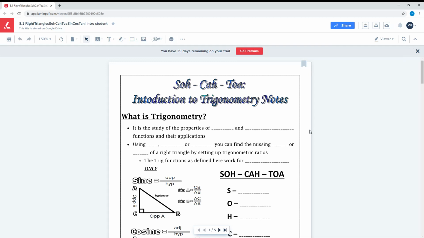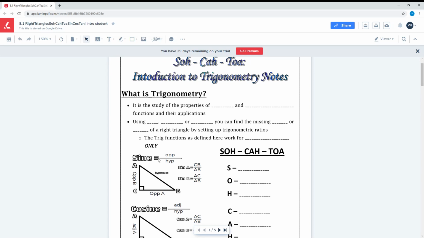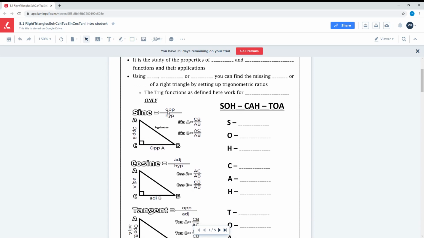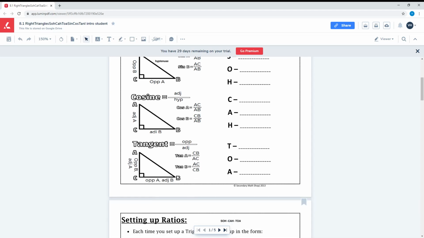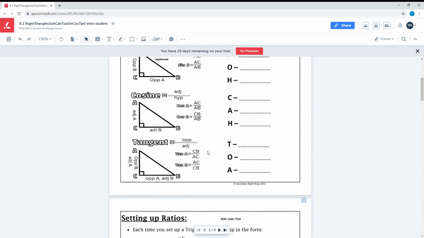Okay, hey guys. So yesterday we did intro to SOHCAHTOA. So sine, cosine, tan, and remember this is just like a little cheat sheet to the ratios that we learned yesterday. So sine is always the opposite length over hypotenuse. Cos is always adjacent over hypotenuse, and tan is the opposite over adjacent.